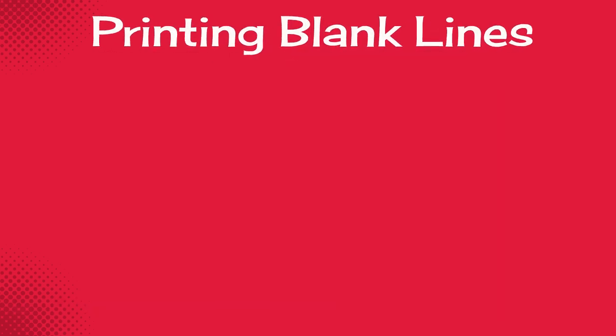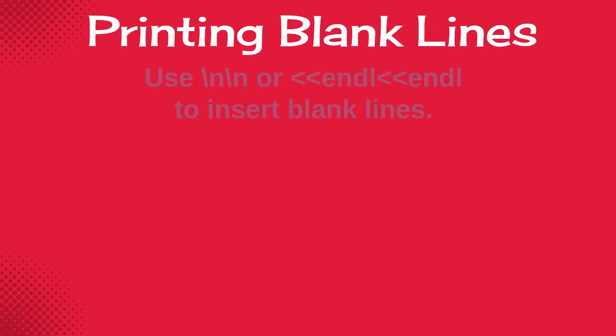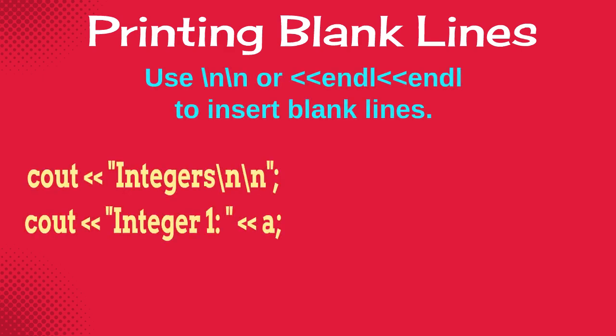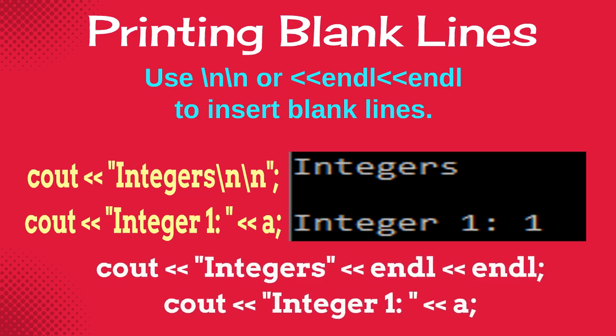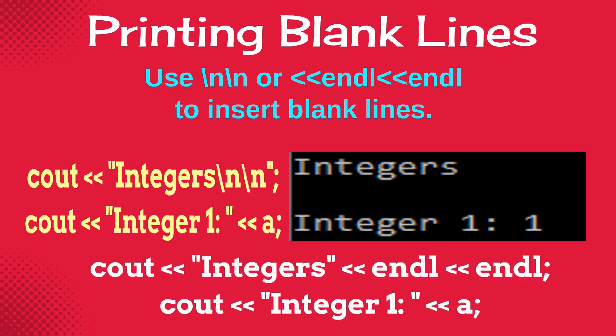Sometimes we also want to leave an empty line between different sections of our program. This makes the output cleaner and easier to understand. In this example, we display a title first. Then we insert two new lines before displaying the first integer. Notice the blank line between the title and the information. This simple formatting makes the output look much more organized. The same result can also be achieved by writing endl twice.